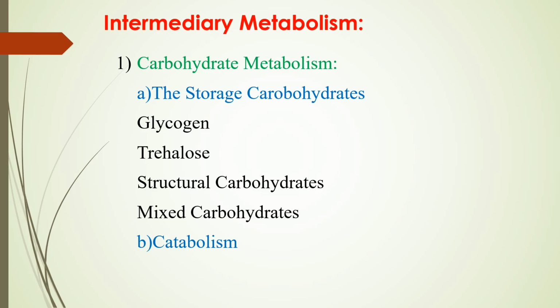Gluconeogenesis is the synthesis of glucose from non-carbohydrate sources. Amino acids and glycerol play an important role in conversion to glucose by enzymatic reactions. The enzymes involved in gluconeogenesis are pyruvate carboxylase and fructose diphosphatase. The synthesis of glycogen from glucose is catalyzed by glycogen synthetase. Similarly, synthesis of trehalose takes place by trehalose phosphate synthetase and trehalose phosphatase. So this is about carbohydrate metabolism.